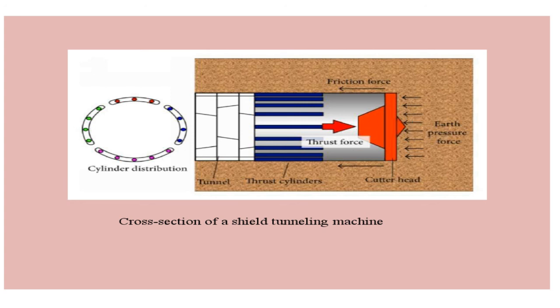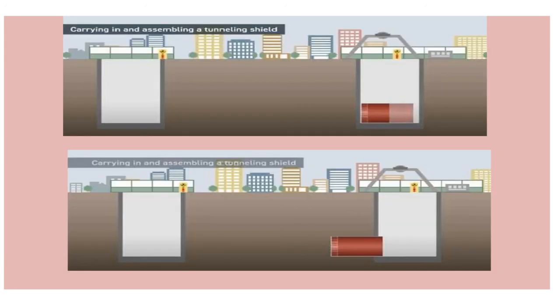Now I'll just show you how the work is completed in a shield tunneling machine. Basically, two vertical pits will be made. Now the tunnel is to be constructed from this portion to this portion. This is the tunneling machine, the shield machine. Here you will have a cutting head. The cutting head will excavate the soil and move forward. This is what you can see over here. The cutting portion is cutting the soil and moving in the forward direction.